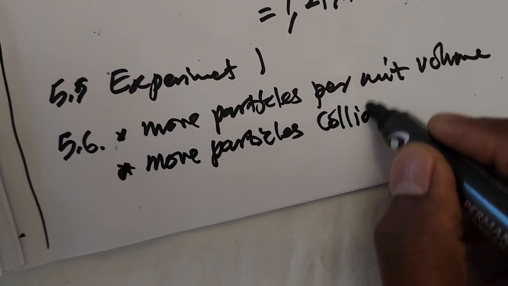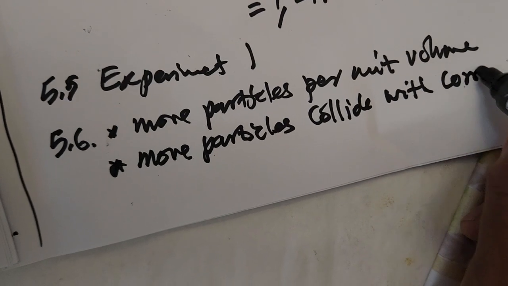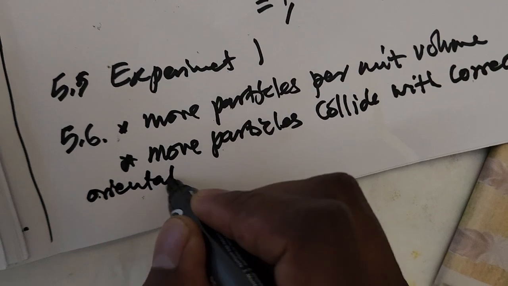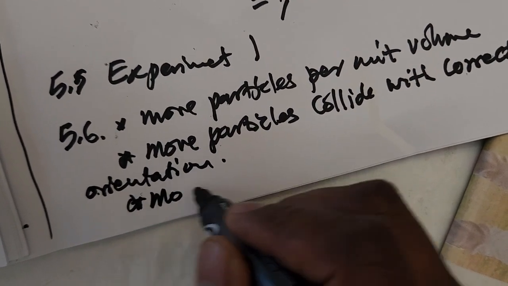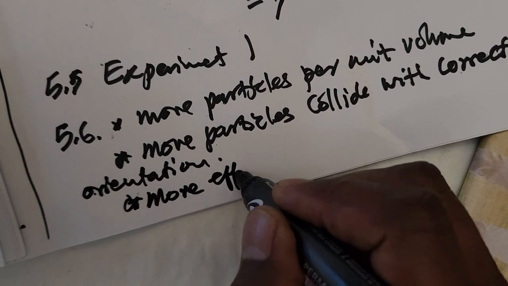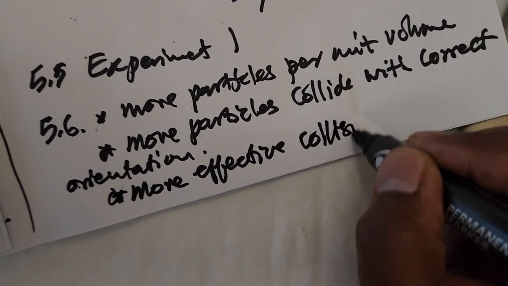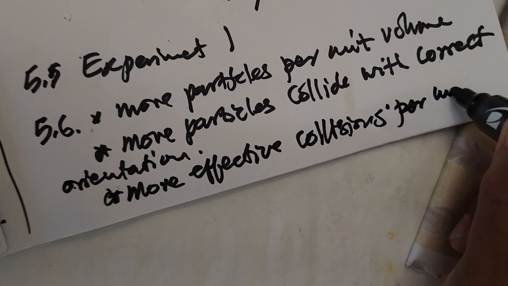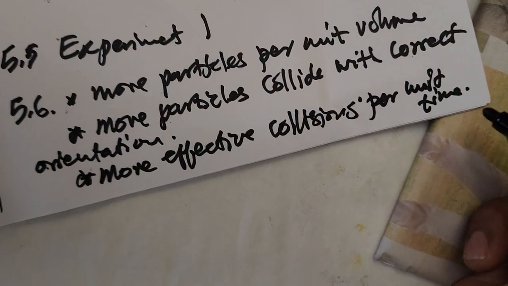Once there are more particles per unit volume, it means that more particles collide with correct orientation. Then the last mark will be more effective collisions per unit time. That is how you get all the marks here.